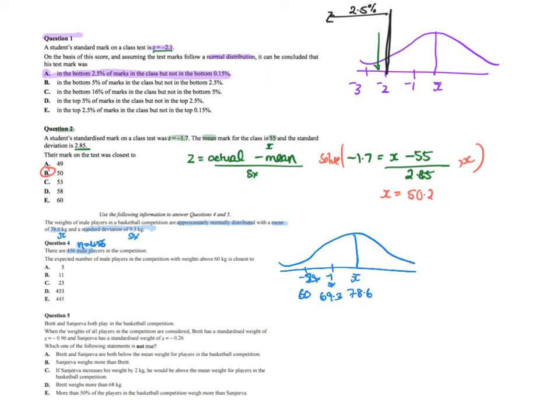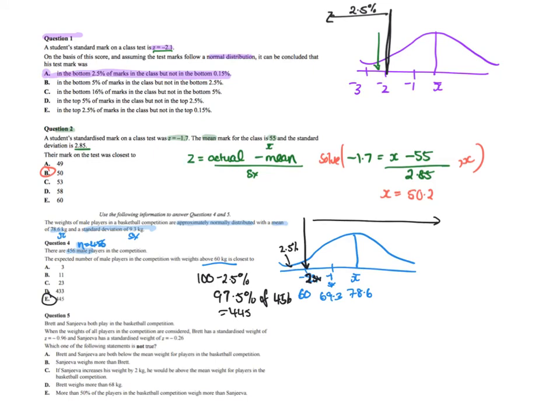The expected number of players with weights above 60, so I know that we're at 60 now, which is at 2 standard deviations, so I want to go above. In 2 standard deviations, this little pocket here is 2.5%, so I pretty much have everything but that 2.5%, which would then lead to 97.5% of the 456 players. So if you do that, we end up with 445.